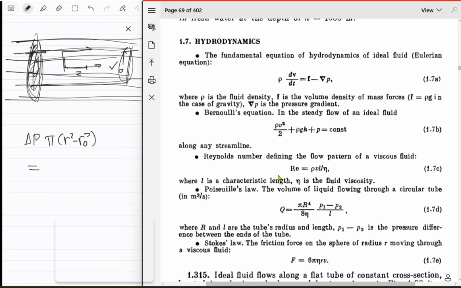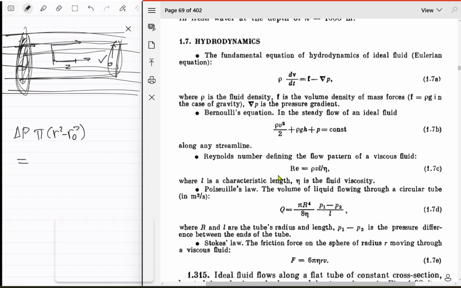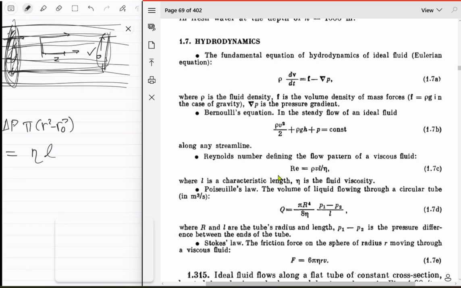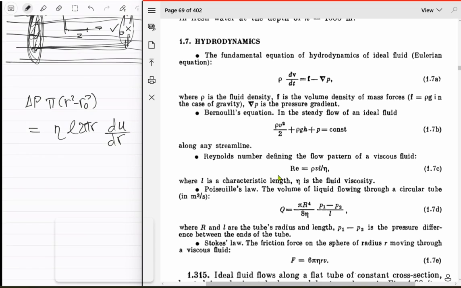That's equal to the viscous force, which is just like u vector in that direction. It will just be eta. The area of this whole thing, let's say this thing is L. So we just have L, and then you want 2 pi r. That's this area. You just have this gradient, so this will just be du upon dr, right?